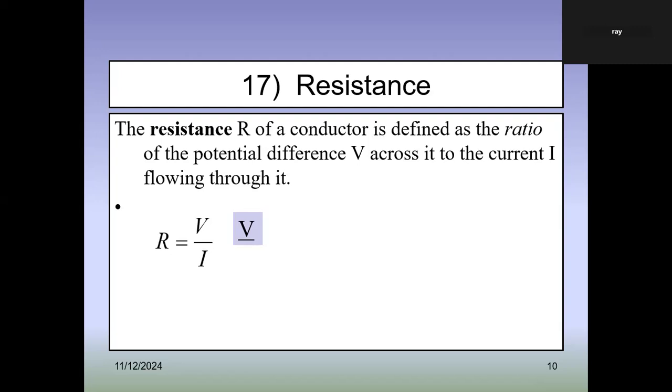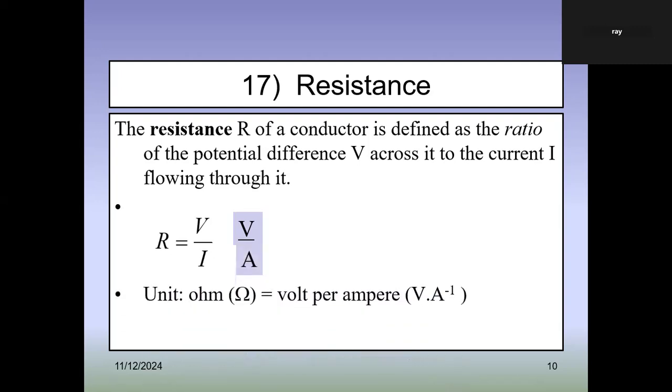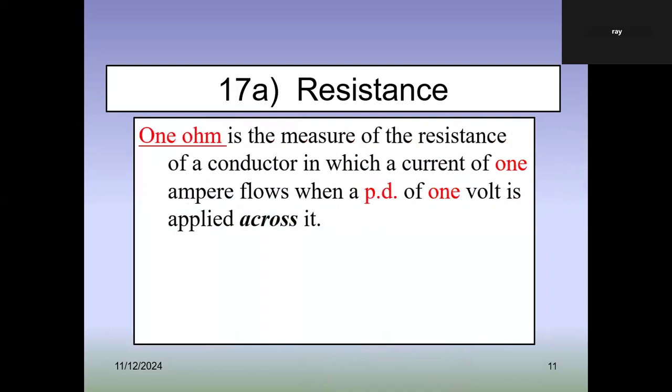Potential difference is in volt. Current is in ampere. So volt per ampere equals 1 ohm. The Greek letter is called omega. So 1 ohm is a measure of the resistance of a conductor in which a current of 1 ampere flows when a PD of 1 volt is applied across it. Or 1 ohm is 1 volt divided by 1 ampere.